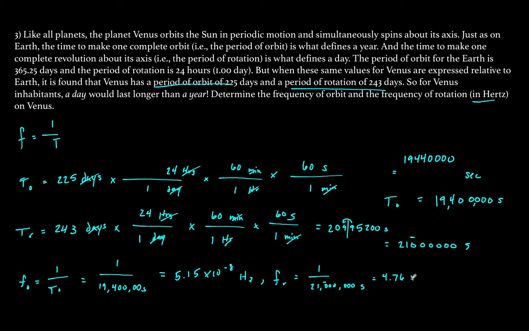76 times 10 to the negative 8th hertz. Again, very small numbers, but this value is your frequency of rotation, and this value is your frequency of orbit, both in hertz. So it's just a conversion problem.